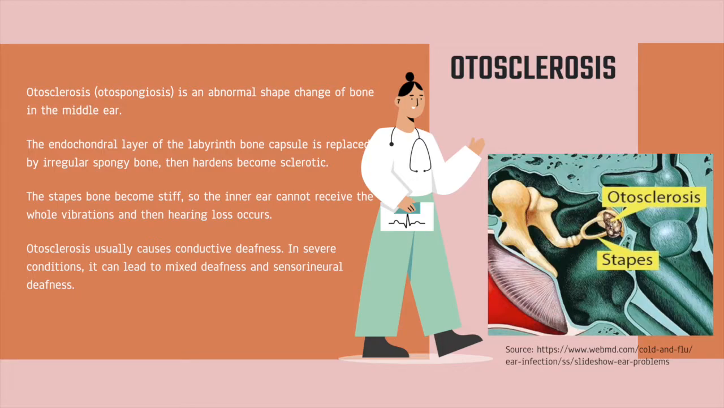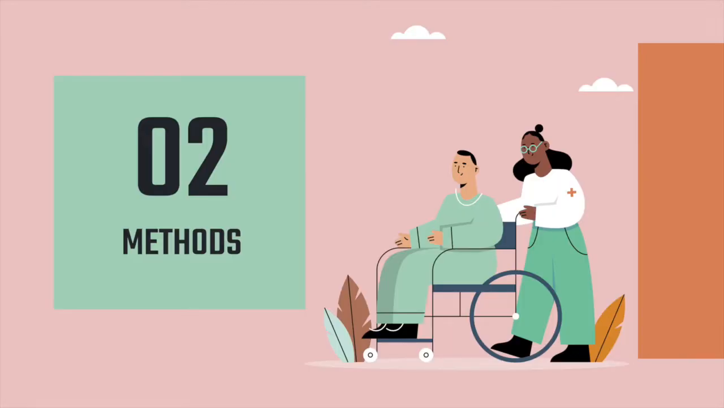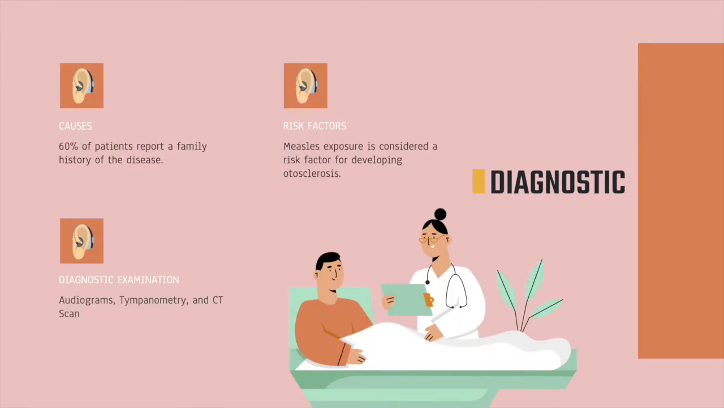Otosclerosis usually causes conductive deafness. In severe conditions, it can lead to mixed deafness and sensorineural deafness when the disease spreads to the cochlea and auditory nerves. In this section, I will explain about the diagnosis system for patients.